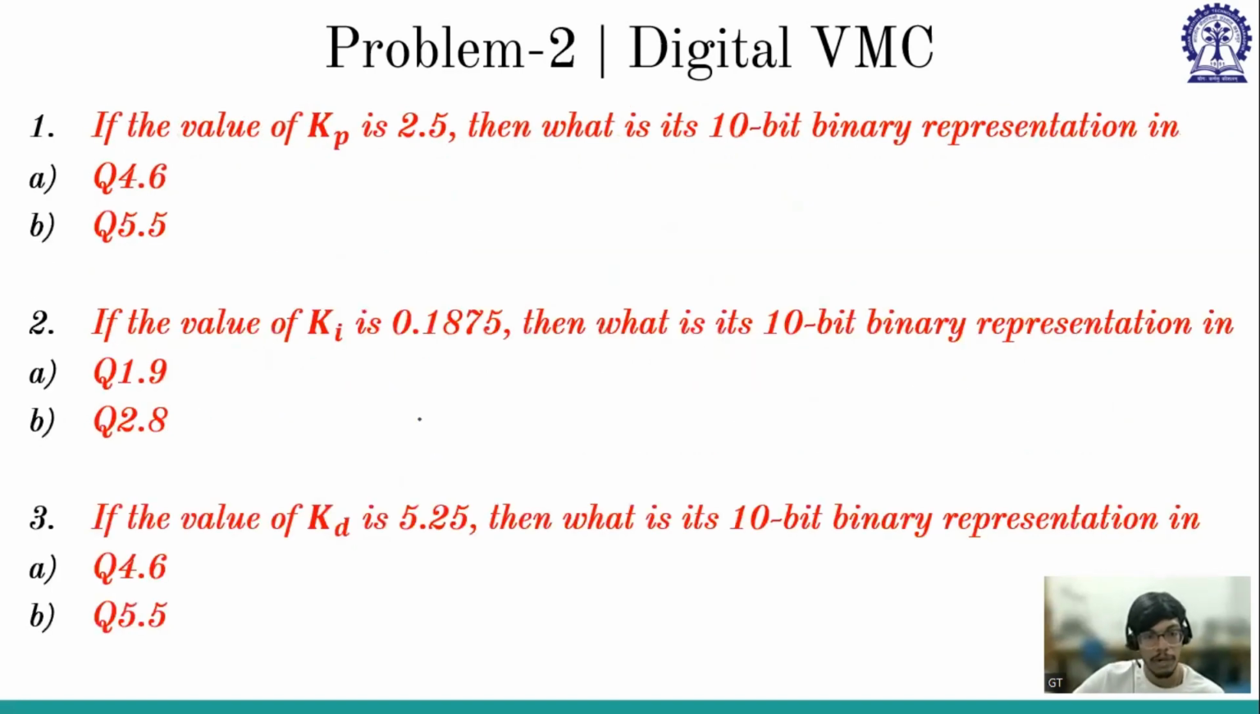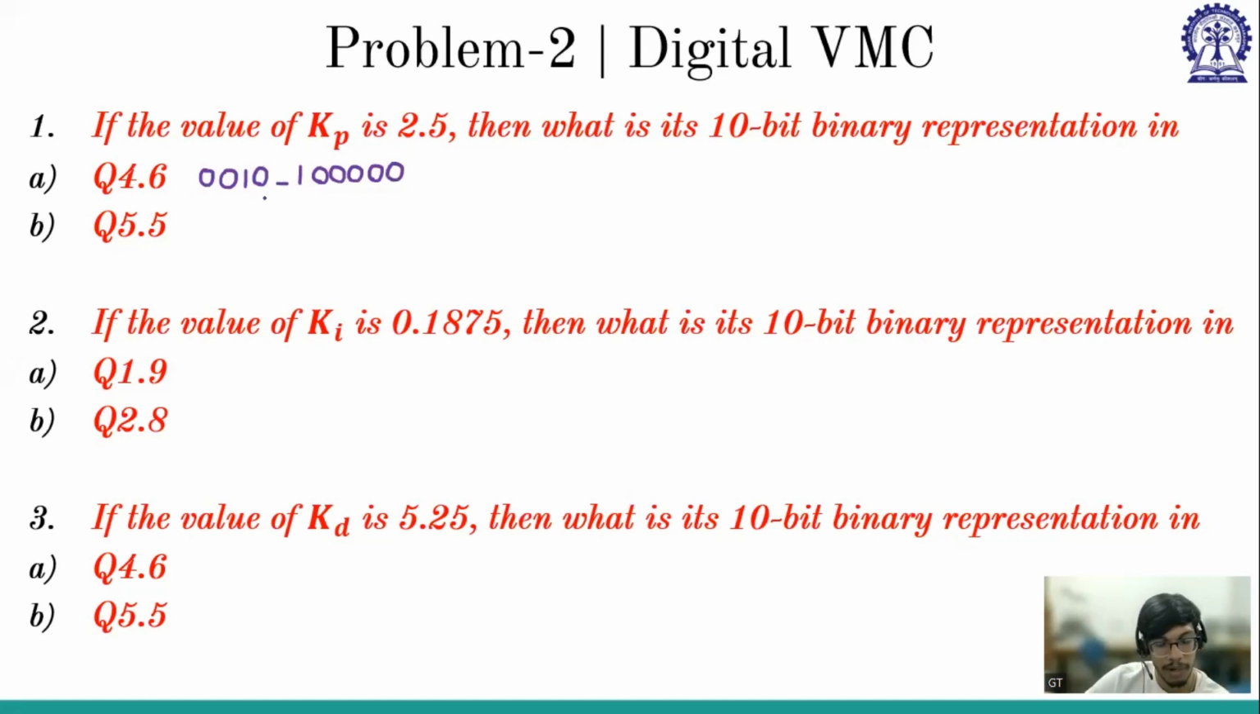So now coming to problem 2. In problem 2, I have given KP, KI, KD values, and I am asking the 10-bit binary representation, and the Q format is given. So if it is 4.6, I have 4 bits integer and 6 bits decimal. So it is 2.5. So 0, 0, 1, 0. This is 2, right? And 0.5 means 1, and then 1, 2, 3, 4, 5.